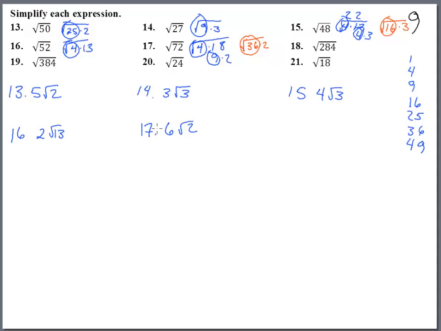Now what's interesting is you can actually punch this in your calculator. 6 times the square root of 2, and then square it, and you'll get the number 72. That indeed is the square root of 72. You can do that with all of these.